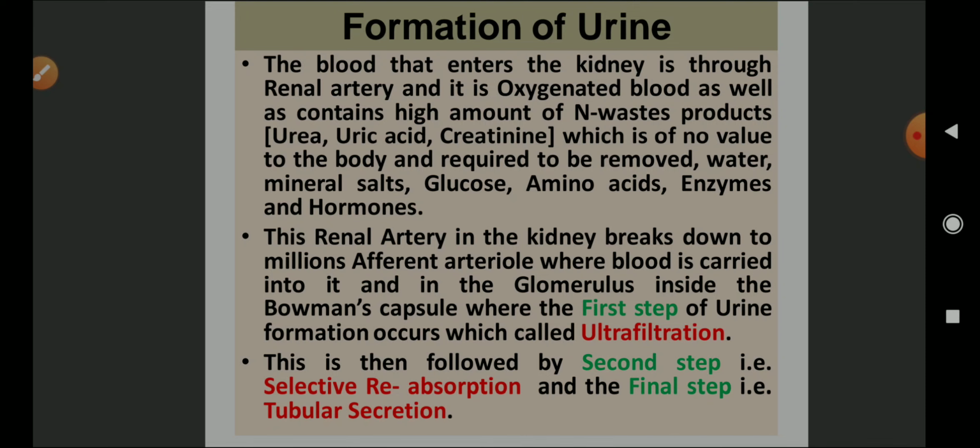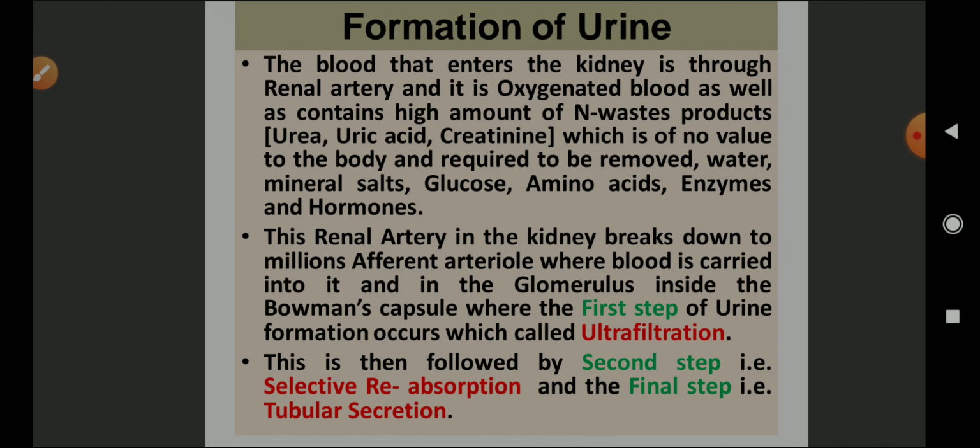They are important. So before it reaches the ureter or urinary bladder, before it reaches the renal pelvis, it requires to be reabsorbed. So these substances are important for the body and it requires to be reabsorbed. That means the second step begins, that is known as selective reabsorption.